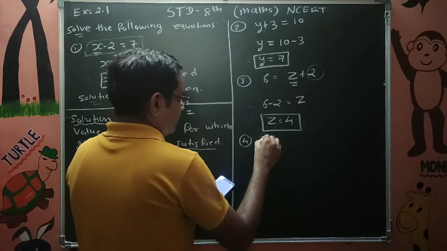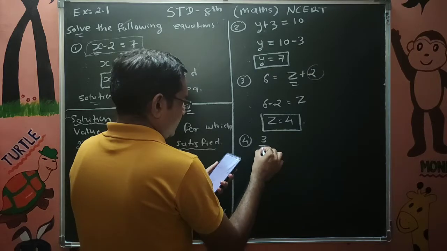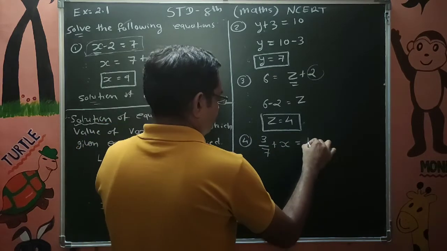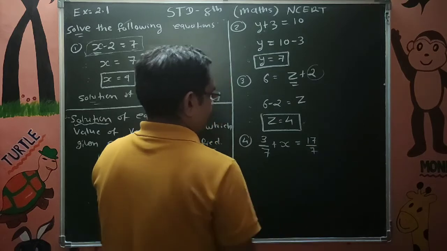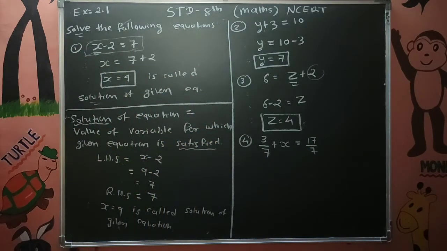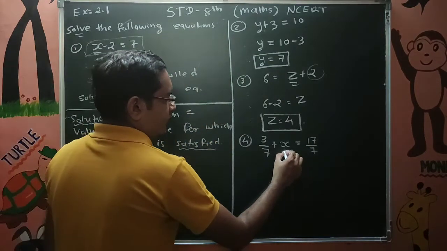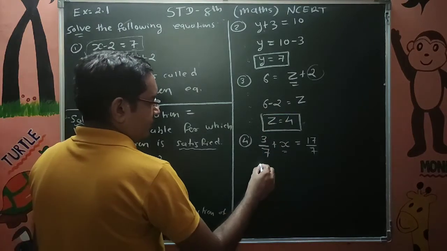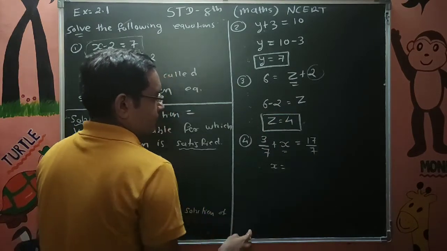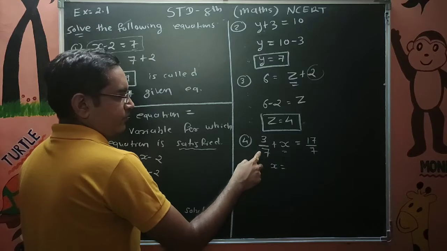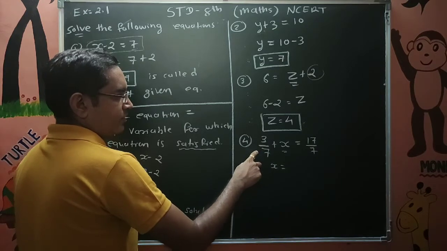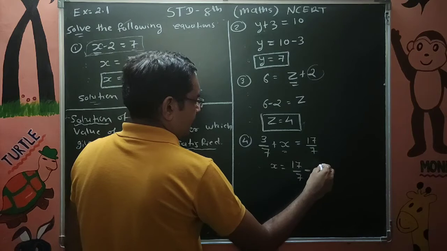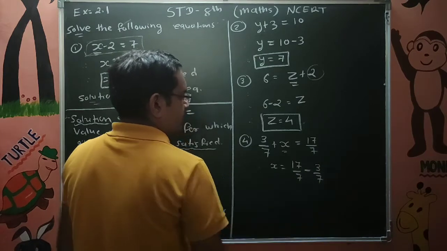Question number 4. In the fourth question, we are given 3 by 7 plus x equal to 17 by 7. Now again, the given equation is an equation in variable x, taking all the constants on the right hand side. So we are getting x equal to, now this is a positive fraction, taking this positive fraction on the right hand side, it will become negative, so it's minus 3 by 7.